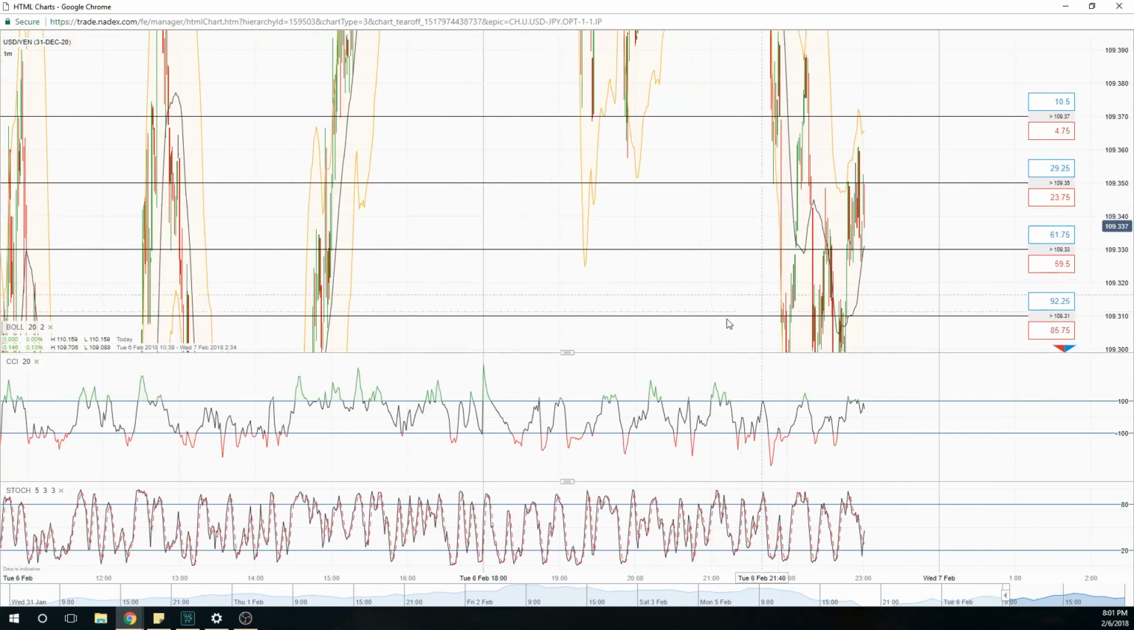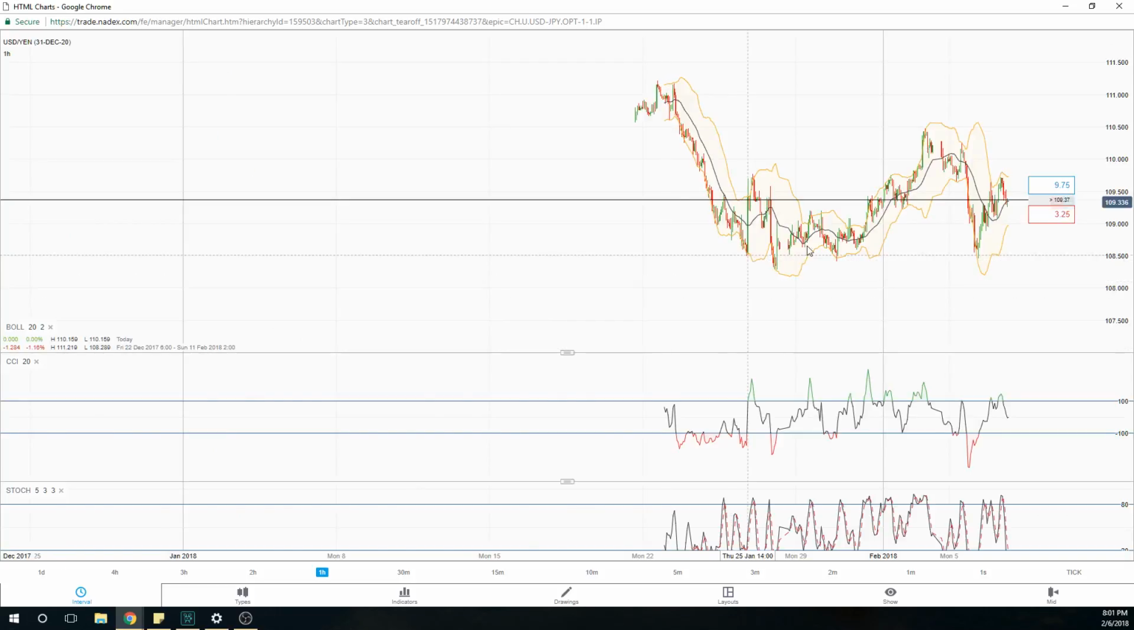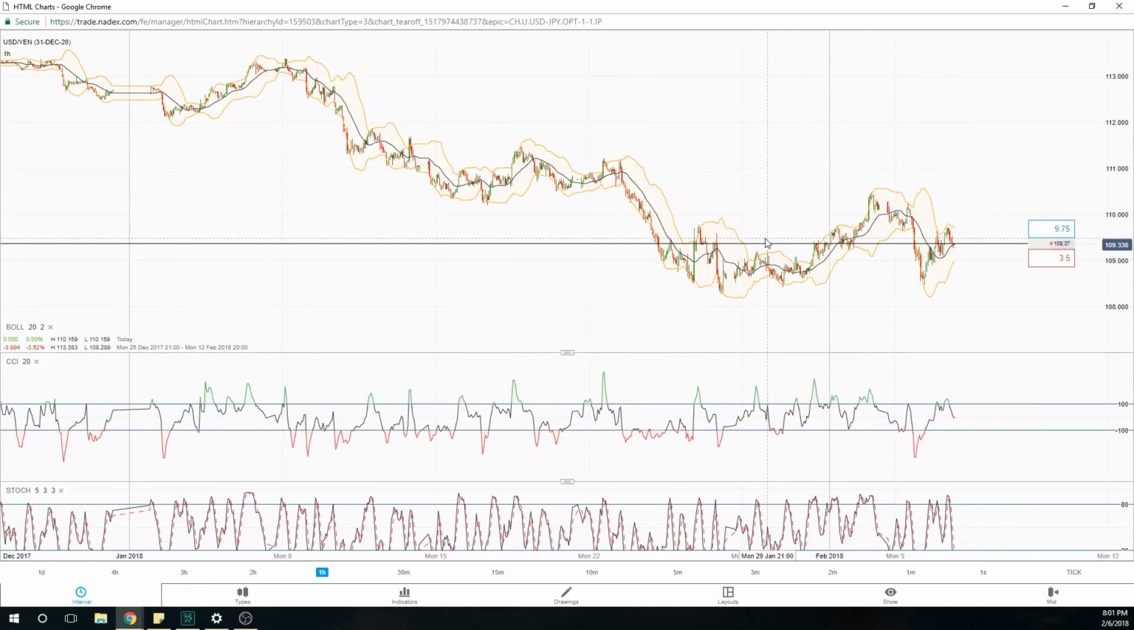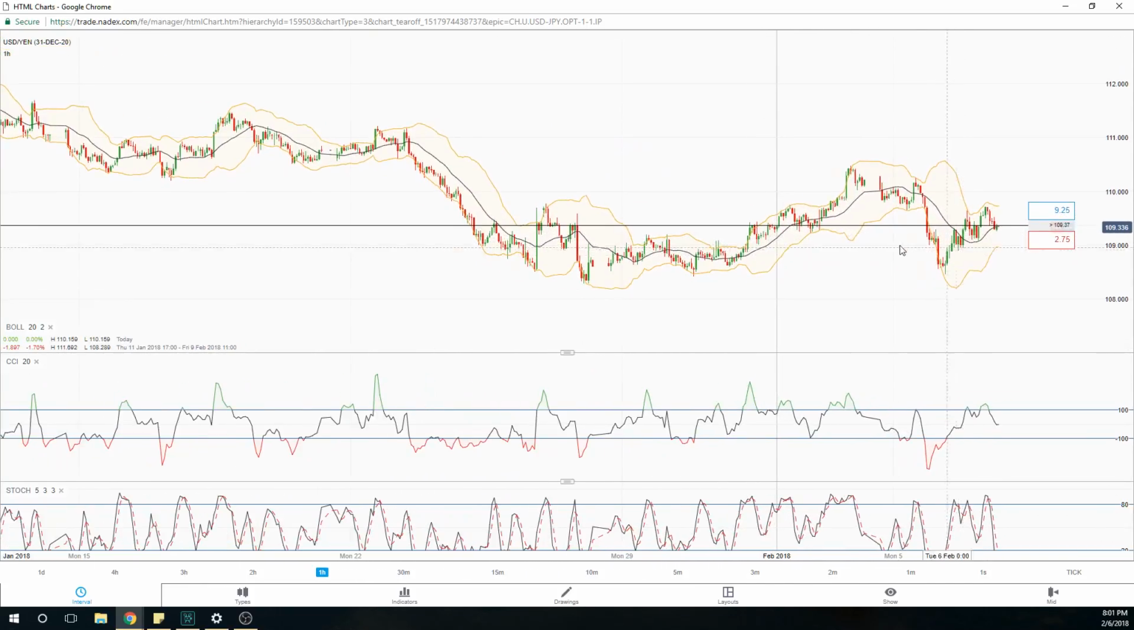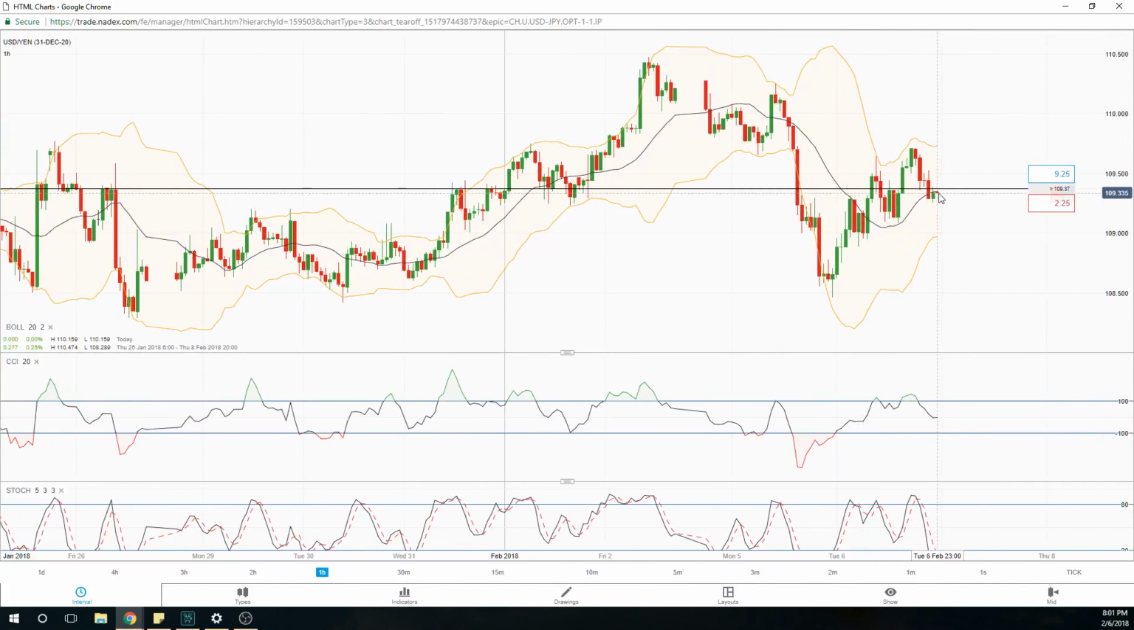CCI stands for Commodity Channel Index. It essentially measures overbought or oversold situations. So as you can see, the first graph is CCI. When it's green, it's being overbought. When it's red, it's being oversold.